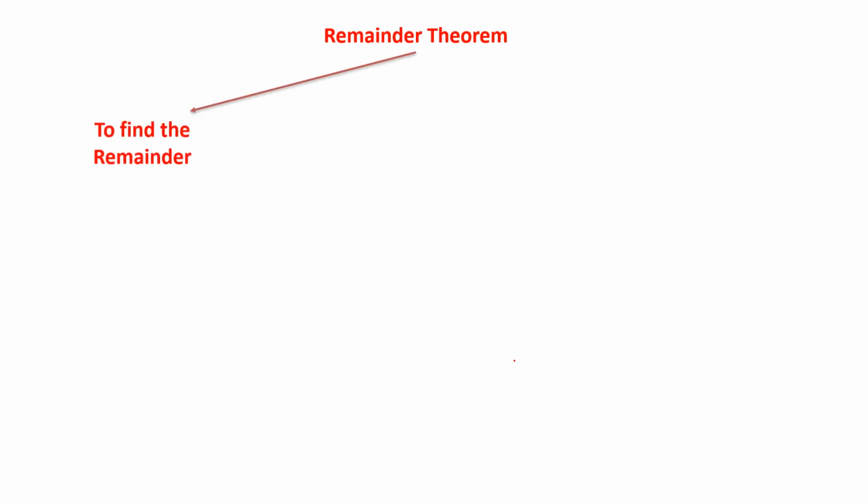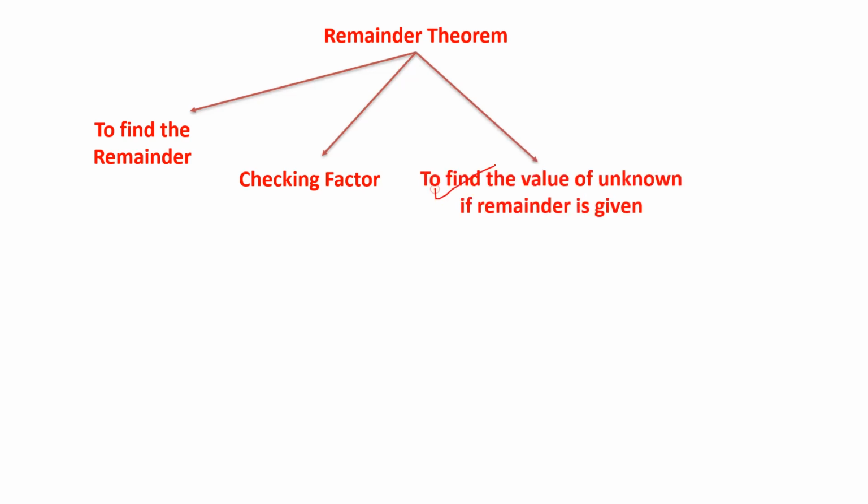First question, direct question to find the remainder. Second, checking factor. And the third type is to find the value of unknown if remainder is given. And the fifth one is additional questions. Fourth one, ये मैं बताऊंगा इसमें किस टाइप के क्वेश्चंस आते हैं. राइट, सो सबसे पहले सिंपल क्वेश्चन टू फाइंड रिमाइंडर.